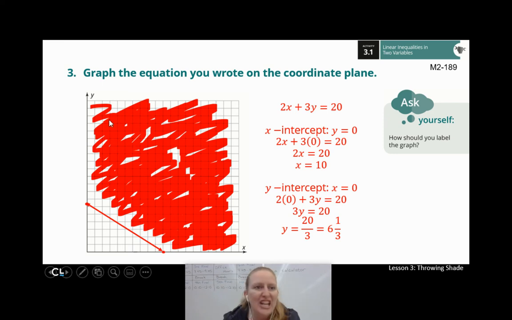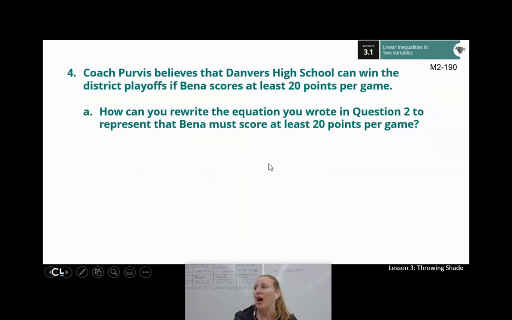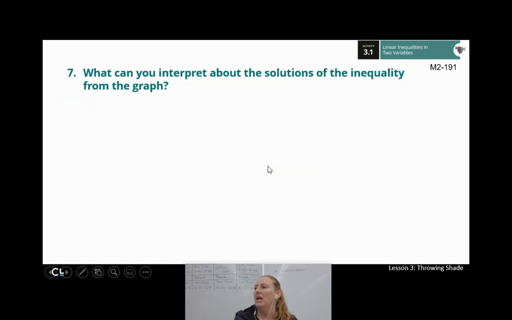Anything on this side of the graph is going to be a solution to our situation, right? If Benna scores any combination of baskets that are up over here, she's scored over her 20-point average. She's done a good job. So rock on, Benna.